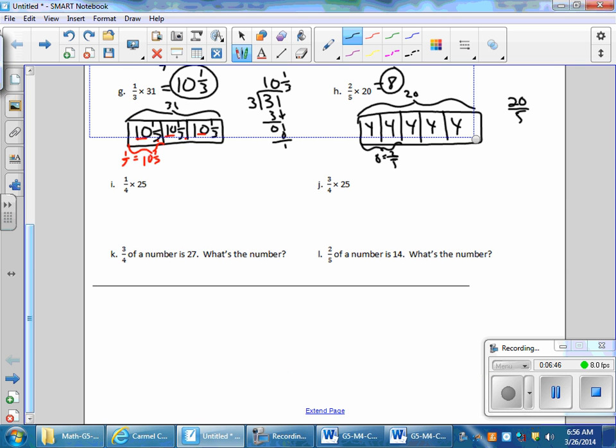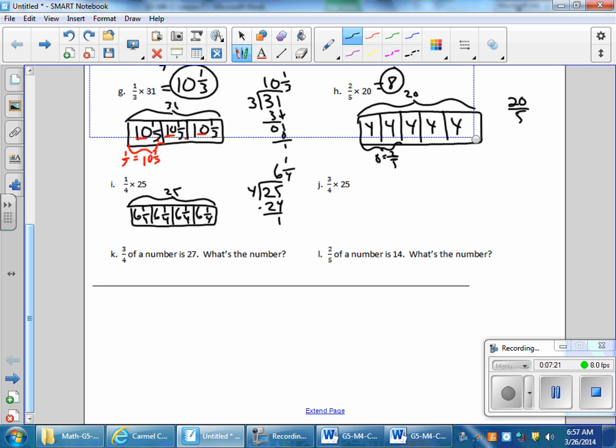One fourth of 25. Break the whole into 4 parts. My denominator is 4. A standard algorithm with this, it's not a basic fact. 25 broken into 4 parts is 6 with 1 left over. Each part should be 6 and a fourth. Let's quickly double check that.